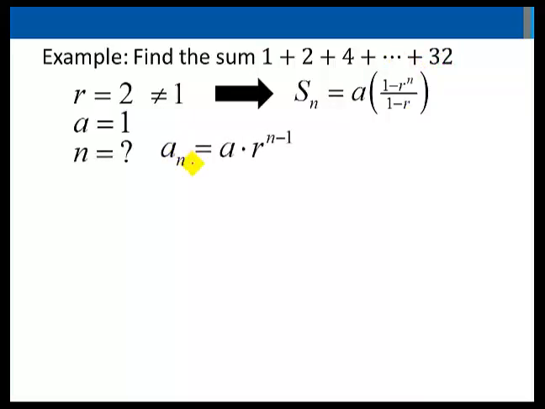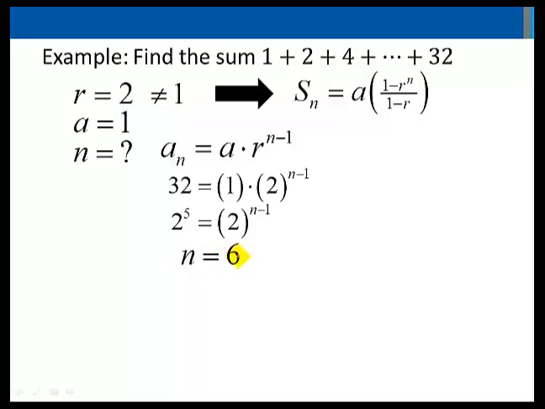We can use the formula a_n = a·r^(n-1), plugging in 32 for a_n, 1 for a, and 2 for r, and we will then solve. We have 32 is equal to 2 to the fifth. That's equal to 2 raised to the power n - 1. 2^5 = 2^(n-1) if and only if 5 = n - 1, which results in n being equal to 6. So we know that we have 6 terms here.